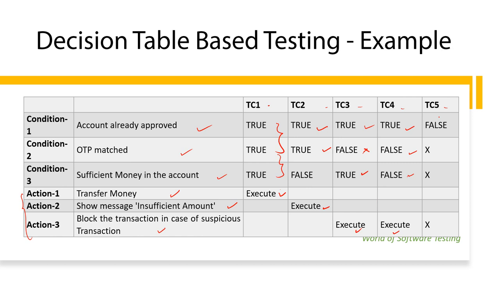In case of test case 5, we do not have the account approved. So if we do not have the account approved, then there is no point in matching the OTP and sufficient money in the account. Nothing will get executed because the account is not there. So in this way we can find the test cases with the help of decision table based testing. In case we have a lot of conditions and a lot of actions, then we can use decision table based testing. Based on the conditions, the respective action should get executed.